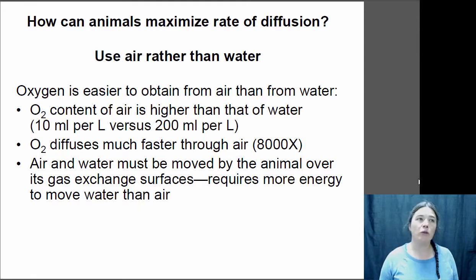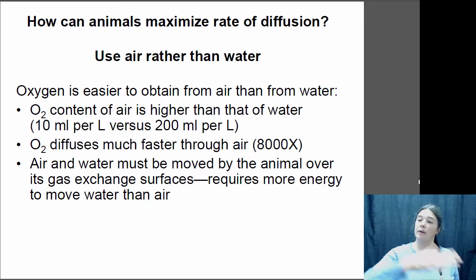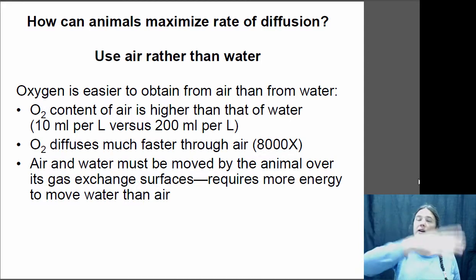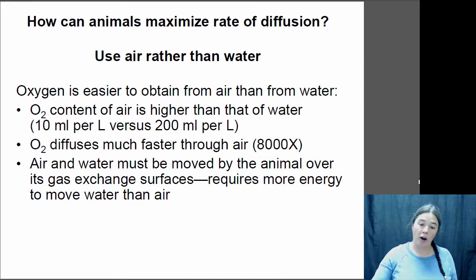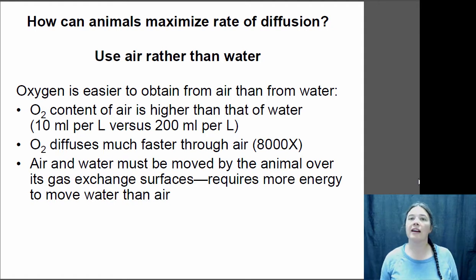Also, if you are moving something over your respiratory surfaces, it's much easier to move air than water. And you can think about that. If you wave your arm through the air, it's really easy. If you put your arm in the water and you wave it back and forth, that's much harder. There's more inertia in water and it requires more energy to move that water. So for all of these reasons, it's much easier to get oxygen out of the air than it is to get oxygen out of water.